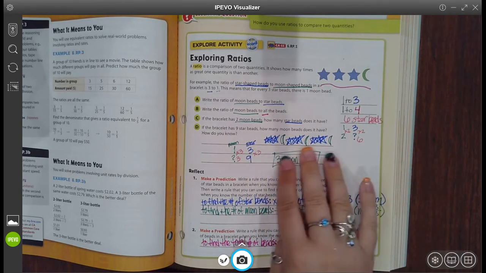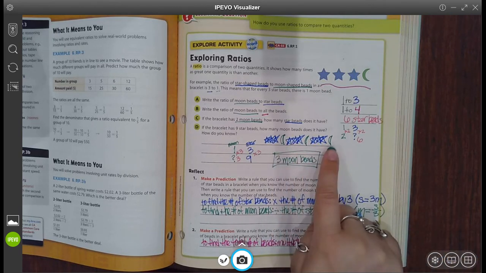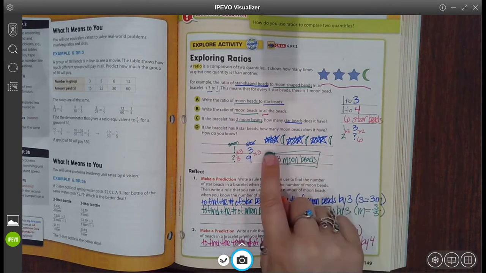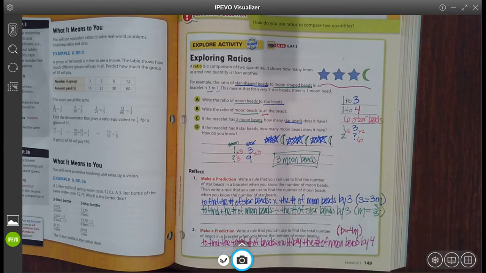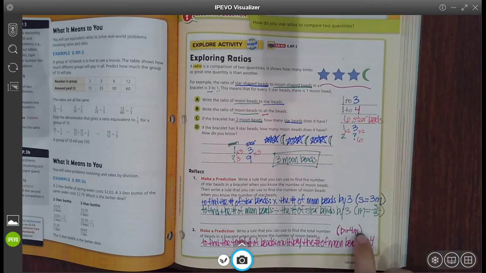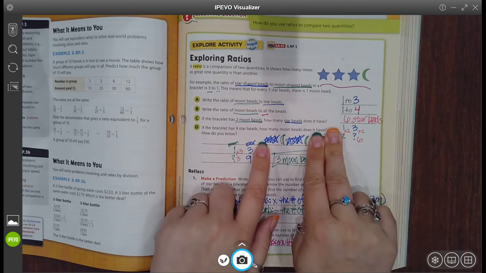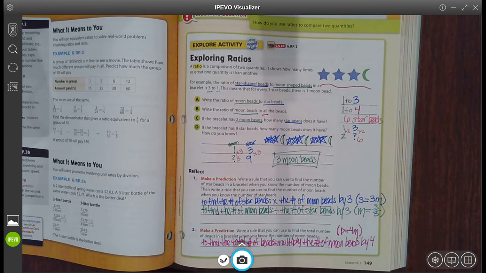Okay, I can do that with this problem that we did too. Let's test it. Okay, so the number of moon beads in this one was 3. So 3 times 4 is 12. Are there 12 total beads? 1, 2, 3, 4, 5, 6, 7, 8, 9, 10, 11, 12. Okay, let's pretend that this set wasn't here. How many moon beads do you see? 2. So if you do 2 times 4, you get 8. Are there 8 total beads? 1, 2, 3, 4, 5, 6, 7, 8. There are. And that's how you test it and you make sure that your rule works.